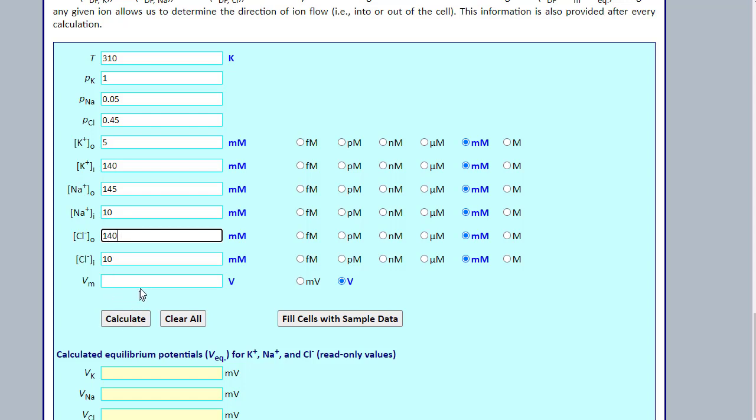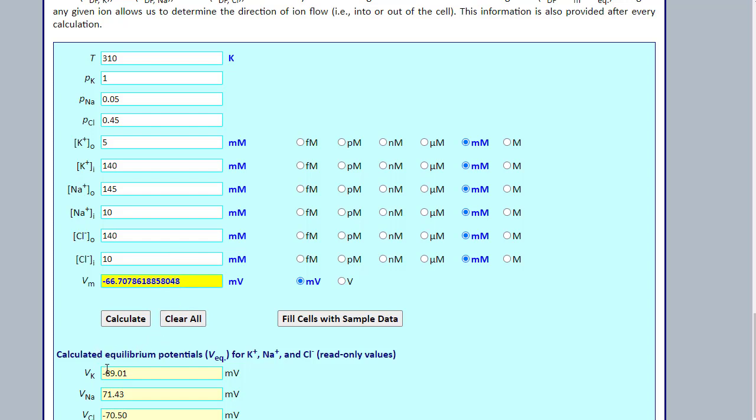So we say calculate. We're just trying to look for this Vm, what it gives us. You can see that, and this is in volts, we want millivolts, so calculate. You get minus 66.70, which is pretty close to minus 70, right? So with this thing, what you can do is kind of mess around with it.